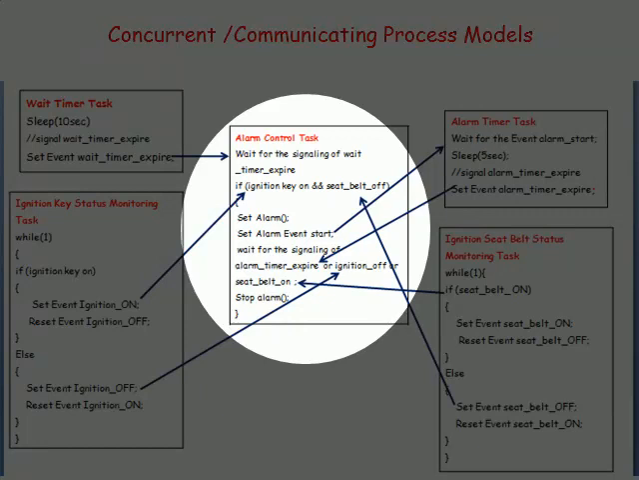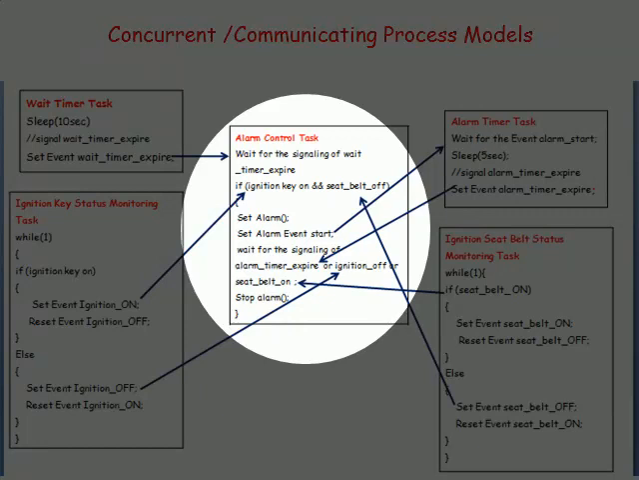The alarm control task waits for signaling of the event wait timer expire and starts the alarm timer and the alarm if both the events ignition on and seatbelt off are in the set state when the event wait timer expire signals. If not, the alarm control task simply completes its execution and returns.